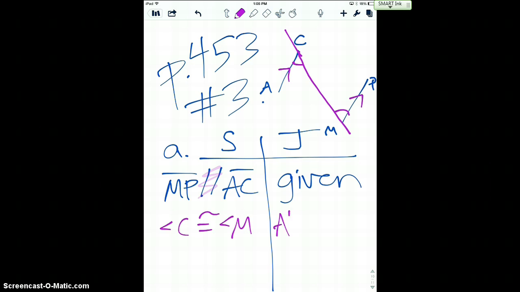Why? Because those are considered alternate interior angles, and it comes from the alternate interior angle theorem. If we have 2 lines that are parallel, the alternate interior angles that form are congruent.